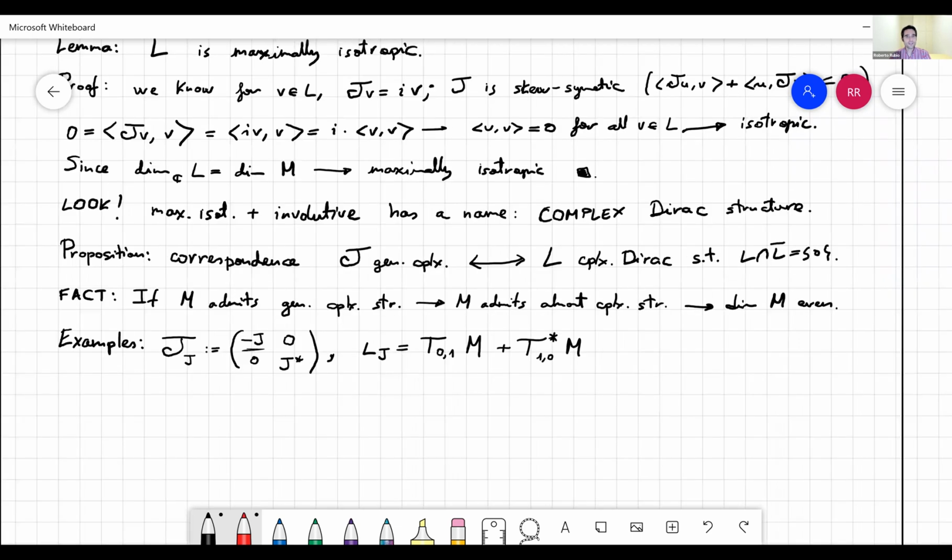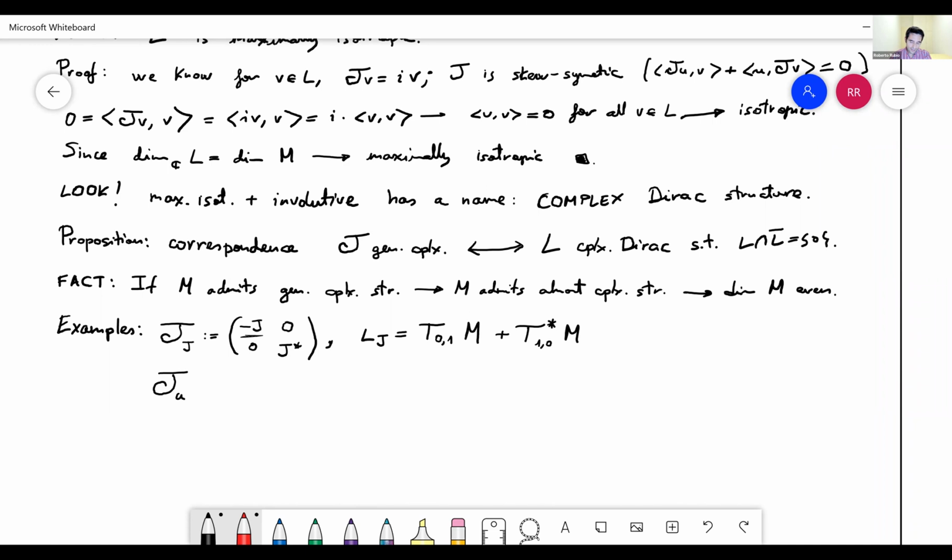But we had another example that was more interesting. We had a symplectic structure, which was given as an endomorphism just by considering omega as a map from T M to T star M, and minus omega inverse here. So what is L_omega? What is now the plus i eigenspace of this thing? One can think a bit about it: if I want this x plus alpha to be i times x plus alpha, well, this is just minus omega inverse of alpha plus omega x.